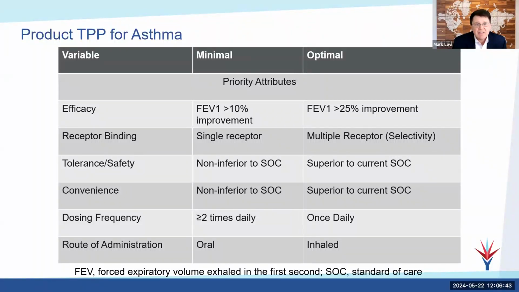For tolerance and convenience, you would want at a minimum to be non-inferior to current standard of care. Optimally, you would be superior to standard of care. For dosing frequency, 2 or more times daily is the minimal that would work. Once daily is optimal, both for patient convenience and for selling to venture capital, where once daily dosing is the gold standard. And for the route of administration, minimally effective, you would take oral. Optimally, it would be inhaled.